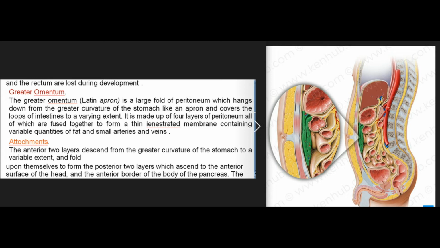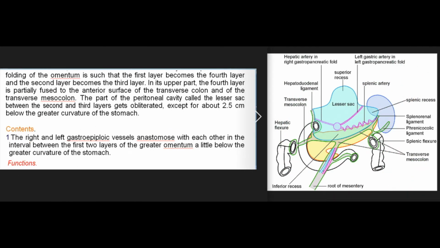Attachments. The anterior 2 layers descend from the greater curvature of the stomach to a variable extent, and fold upon themselves to form the posterior 2 layers which ascend to the anterior surface of the head, and the anterior border of the body of the pancreas.